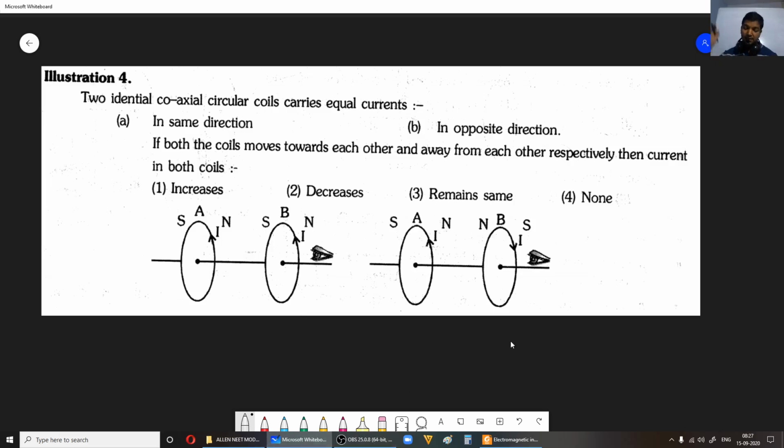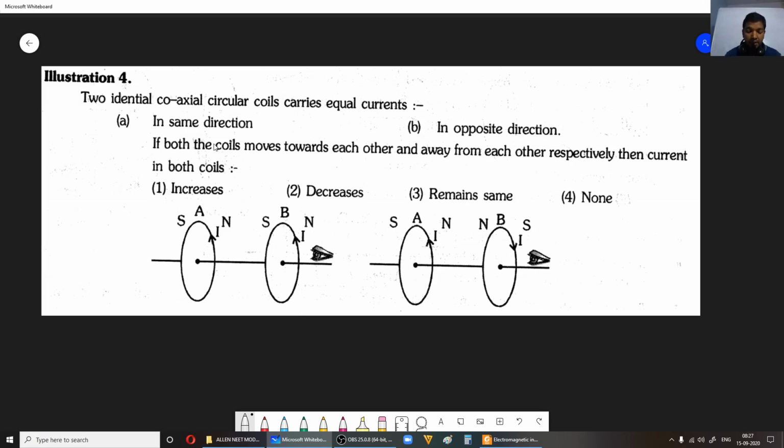In this class, let us continue with a few more interesting examples, which is based on Lenz's law. Okay. So, this is from your Allen material. They have given two identical coaxial circular coils carrying equal currents in the same direction. So, that is the first part. You have to answer if both the coils move towards each other and away from each other respectively, then the current in both coils, they have given options: increases, decreases, remains same, none.